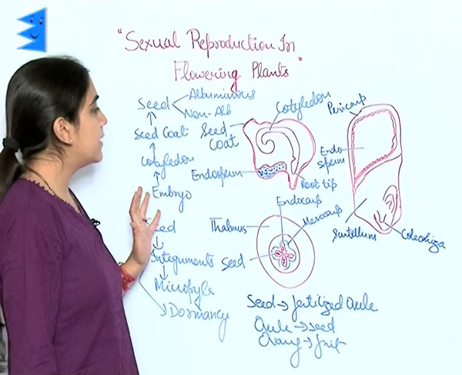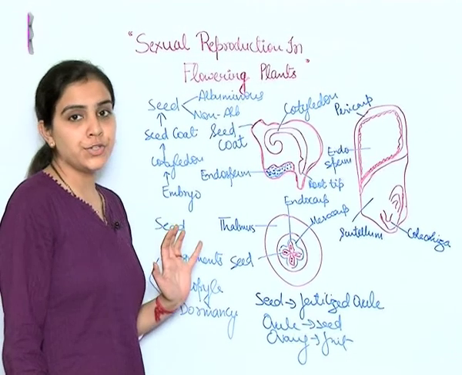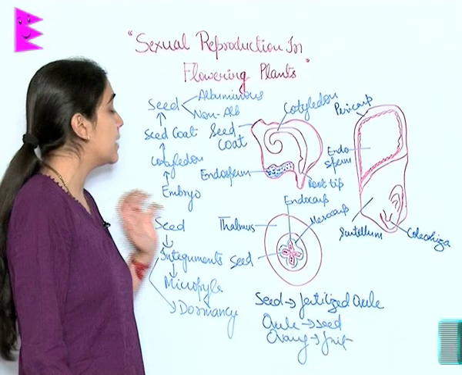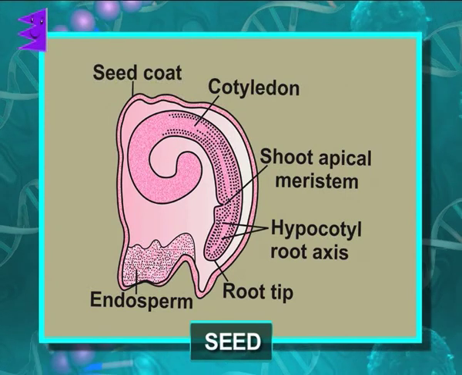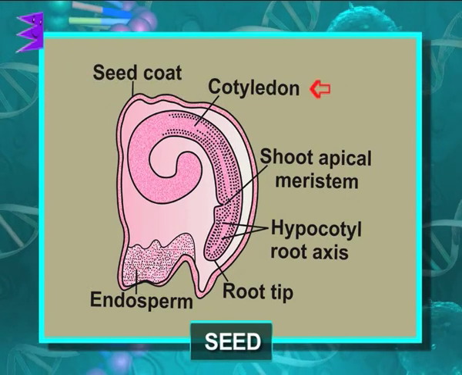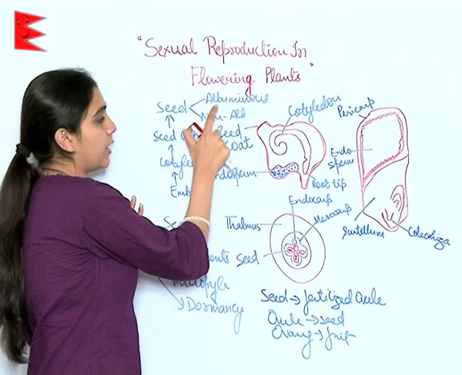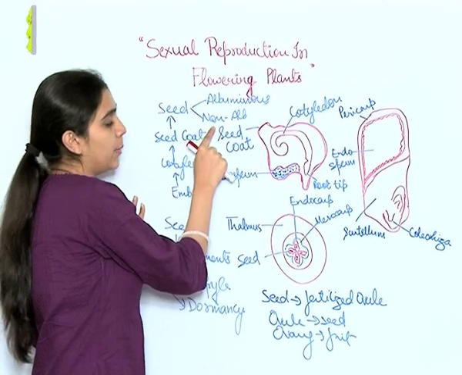Seed. Seed is nothing but the fertilized ovule. In angiosperms, the end product of sexual reproduction is known as seed. This seed typically consists of seed coat, cotyledons and embryo. The seed can be of two types, albuminous seeds and non-albuminous seeds.